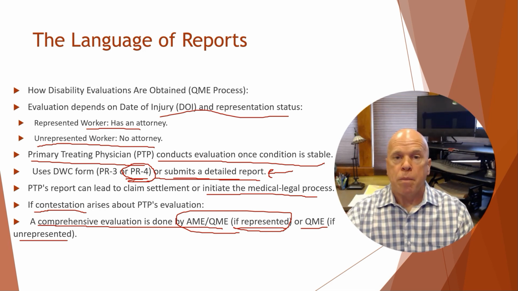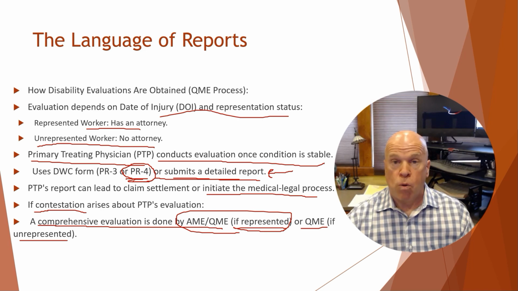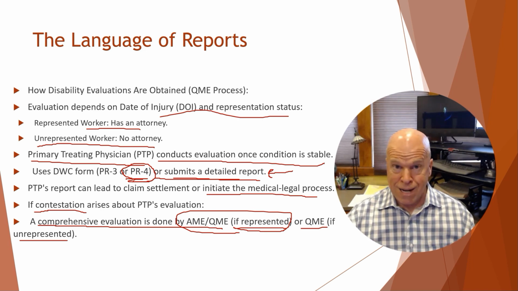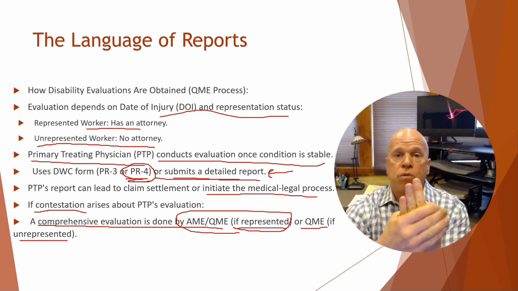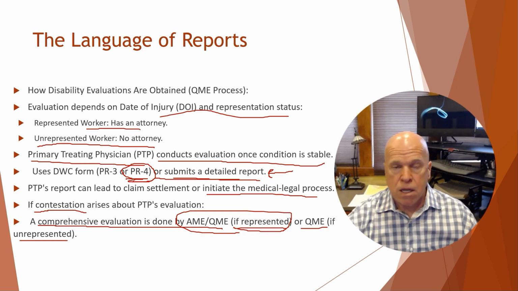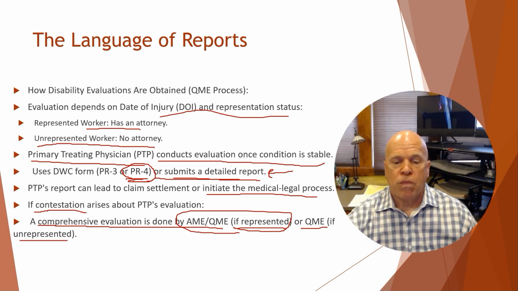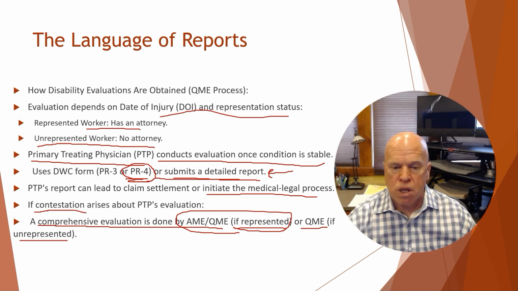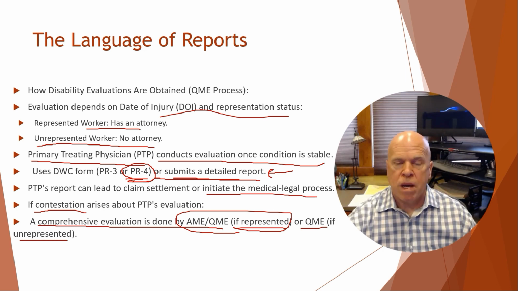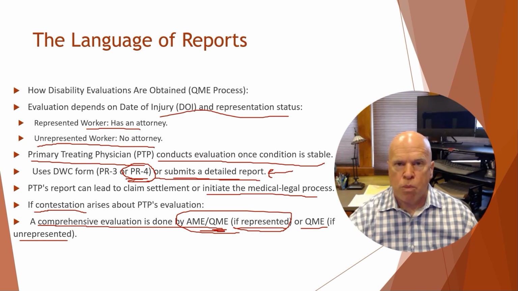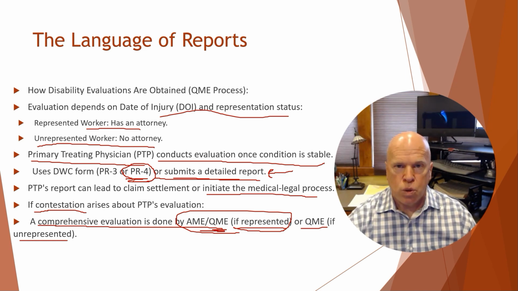But at any time, even before the issuance of the primary treating physician's report, the parties, whether there be 3 parties or 4 parties, can agree to use an agreed medical evaluator. And the agreed medical evaluator need not be a qualified medical evaluator, but they have this option. If they cannot agree on an agreed medical evaluator, then that initiates the QME panel process. And the QME panel process is roughly the same with a few nuances. It's roughly the same for both represented and unrepresented injured workers. Okay?